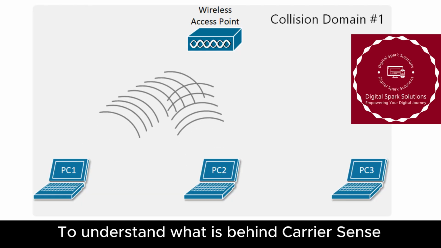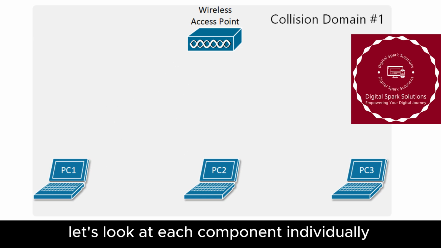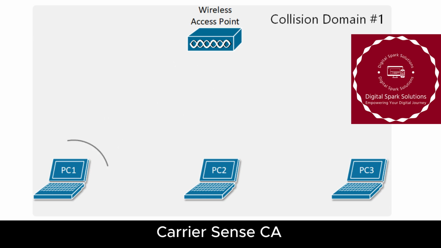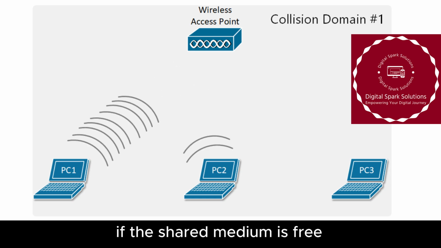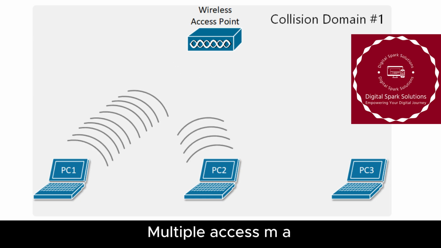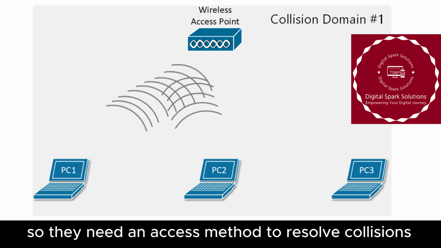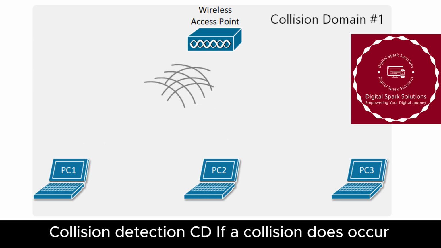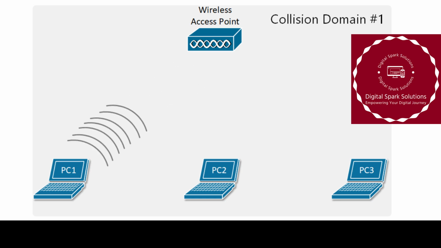To understand what is behind Carrier Sense Multiple Access with Collision Detection, let's look at each component individually. Carrier Sense, CS: the idea that nodes may only send data over the network if the shared medium is free. Multiple Access, MA: several nodes share a network segment, so they need an access method to resolve collisions. Collision Detection, CD: if a collision does occur, it will be detected, and the transmission will be tried again after a random amount of time.